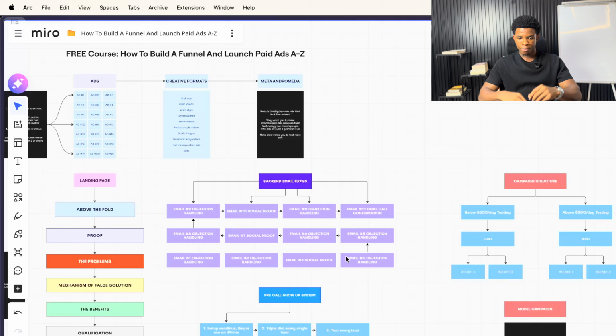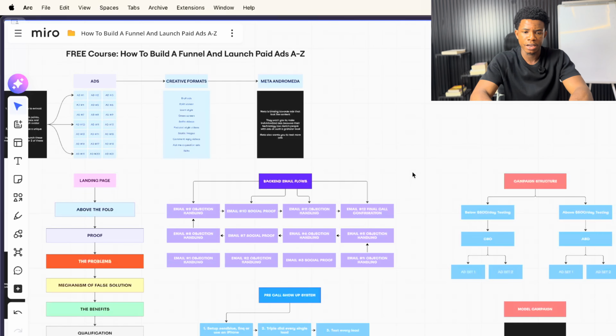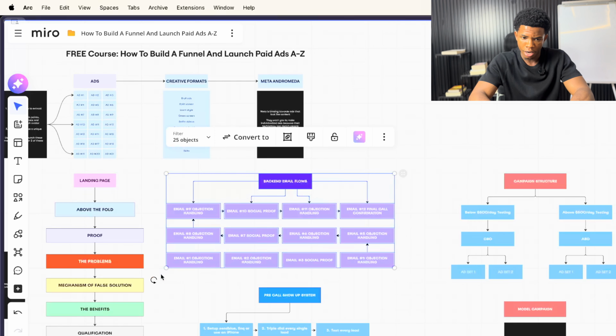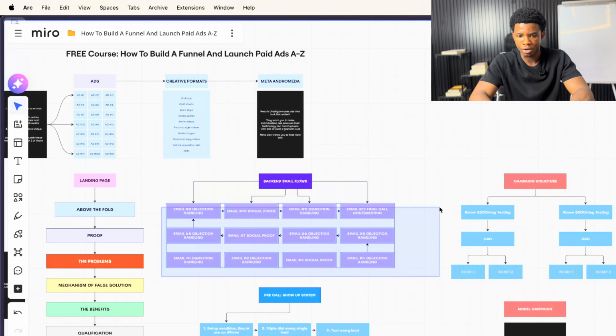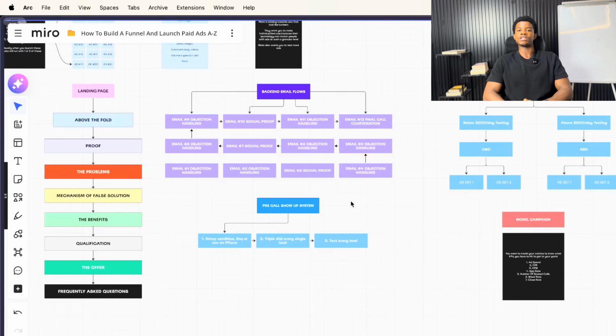And the backend email flows are very simple to set up in your Close CRM, your GHL, whatever the case might be. Very easy to set up. And then we go into the pre-call show up system. This is one that most people absolutely hate doing, and a lot of people genuinely just fumble. There's generational fumbles on this thing, I'll tell you right here.